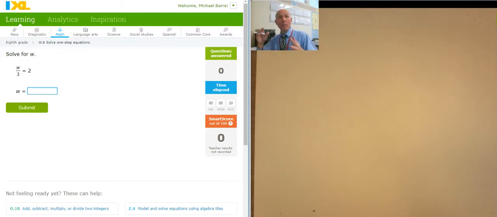So I have a rainbow poster in my classroom that says things like, I would like to multiply both sides, divide both sides, add to both sides, subtract from both sides. So we're going to be using those phrases in class.